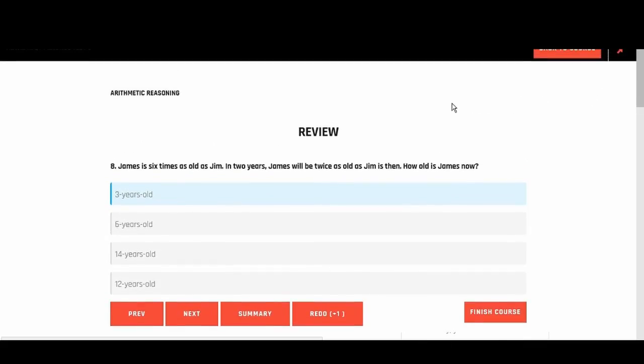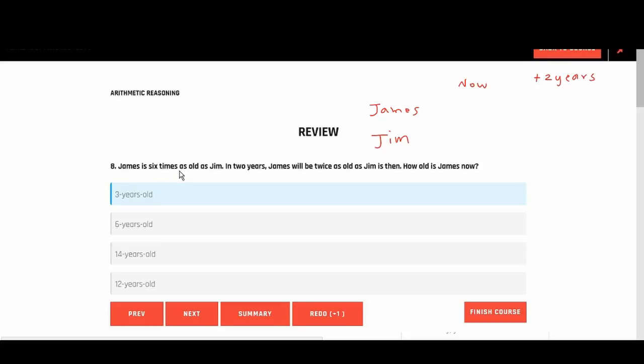Number 8, James is 6 times as old as Jim. In 2 years, James will be twice as old as Jim is then. How old is James now? So, to keep my work organized, I'm going to break this down into James and Jim. This is how old they are now. This is how old they'll be in 2 years. Okay?